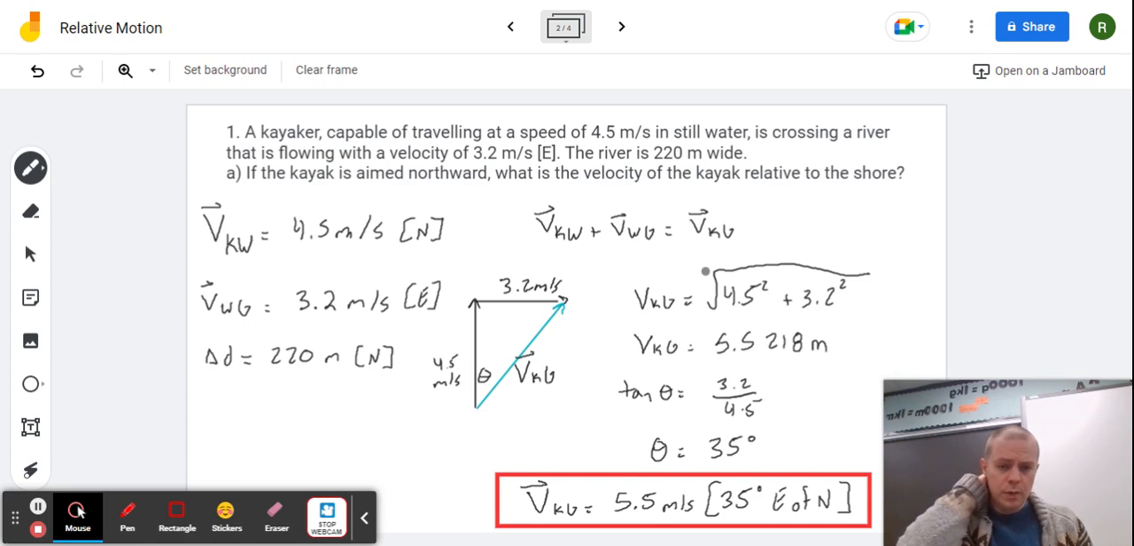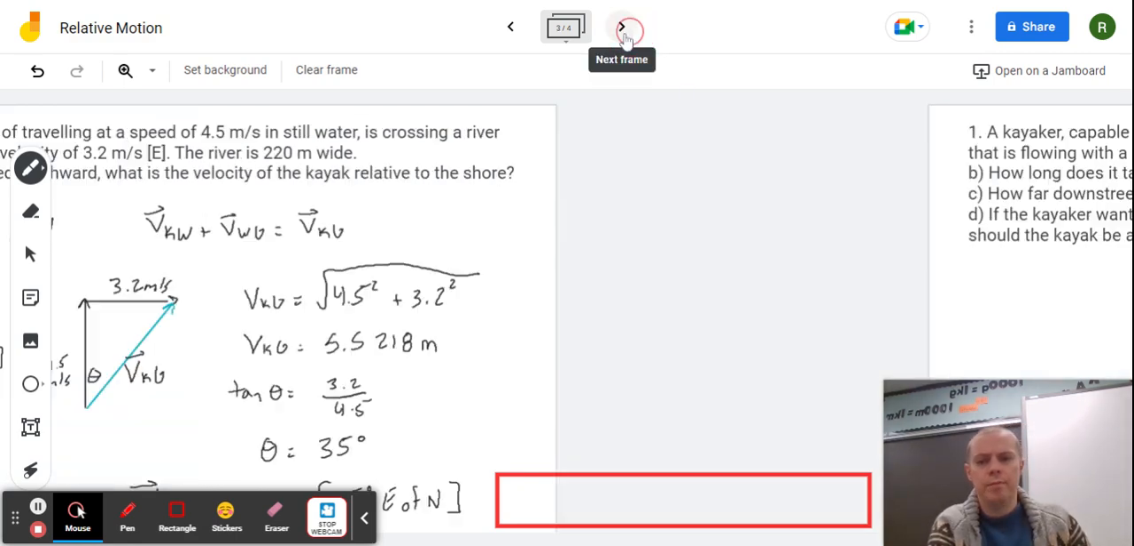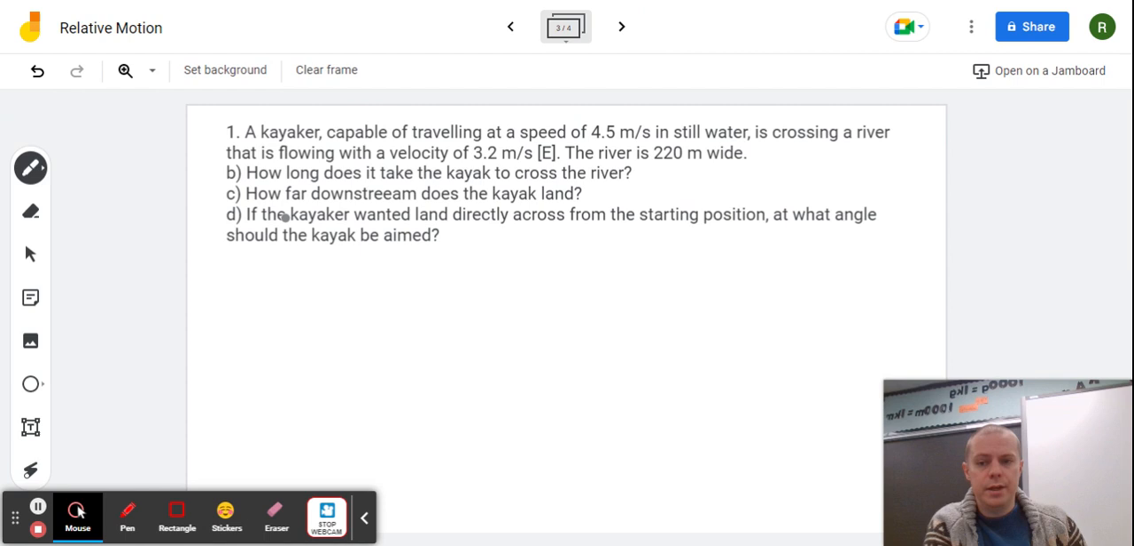So again, once we set the problem up, all we're doing is vector addition. We're just dealing with 2D vectors again. So that's always the trick to remember with these kinds of problems. That was part A. So let's look at the rest of this.